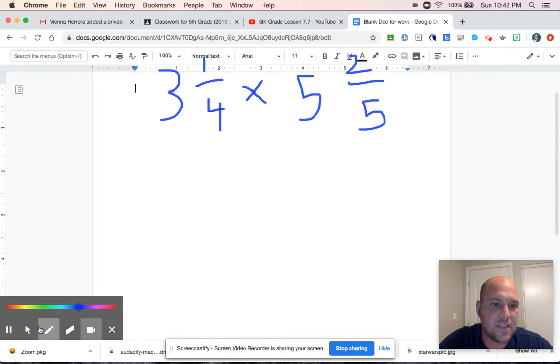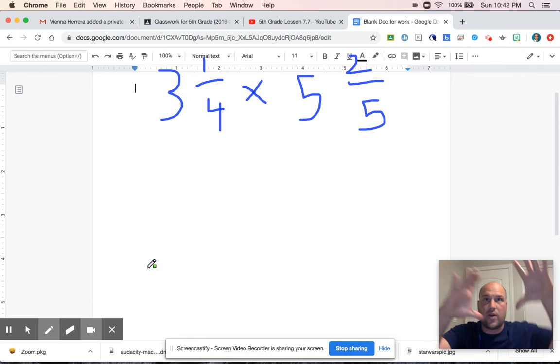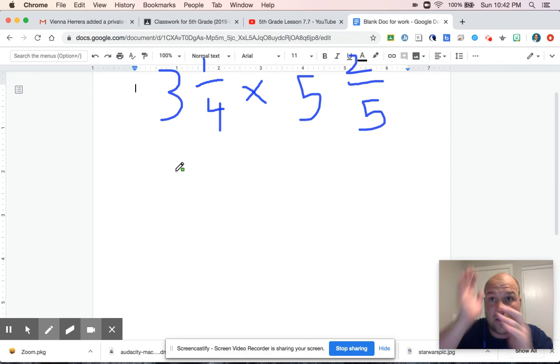You set it up the same exact way that we would do a box and cluster. This is called an area model because you're creating an area of how much you have. This is if you had a piece of land that was 3 1/4 yards long, and another side that was 5 2/5 long. You want to figure out the area of that. Then you would do this. You would multiply them times each other.